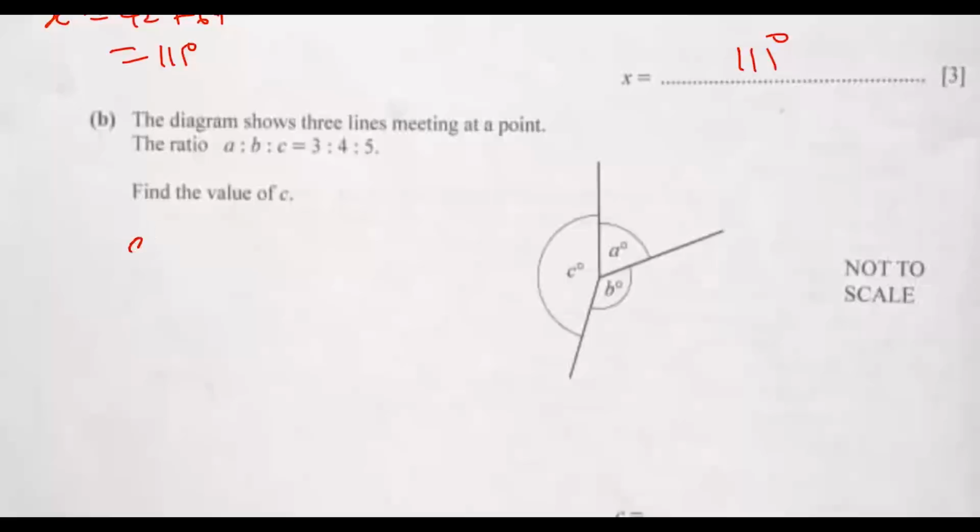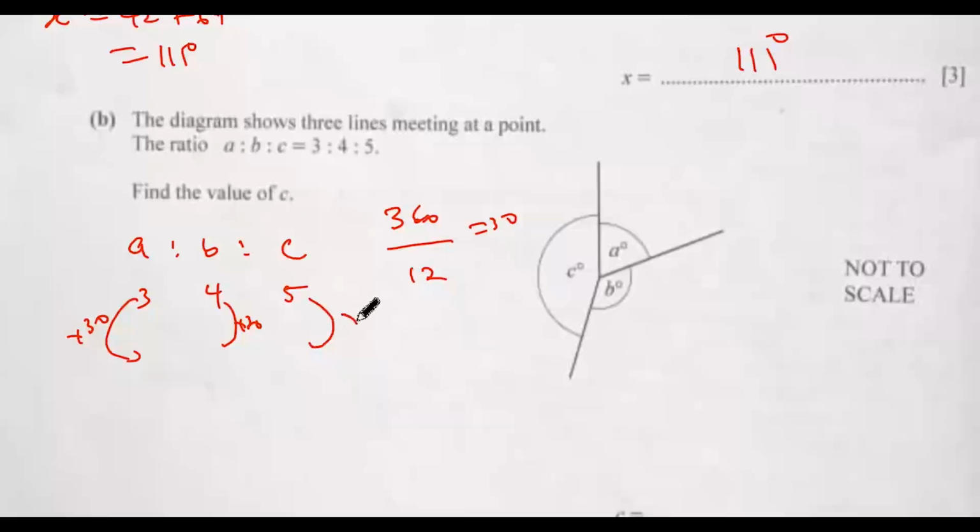So we can say A ratio B ratio C, then we have 3 to 4 to 5. Then we know that the total ratio will be 3 add 4, 7, 7 add 5, that will be 12. And the total angle is 360 degrees. So how many lots of 12 are we going to see in 360 degrees? If you divide this, we are going to have 30. So to know the value of each of these angles, you multiply by 30.